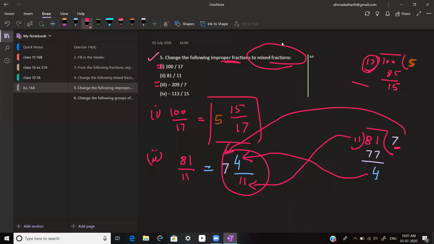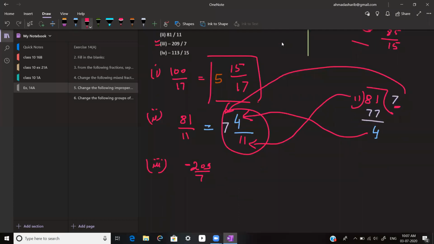Okay. Now let us do the third part. In the third part, we have to change minus 209 upon 7 into a mixed fraction. Okay. So divide 209 by 7. Just forget the minus sign. Just divide 209 by 7. Okay, so 7 twos are 14. 6 here. 7 nines are 63, and your remainder is 6.